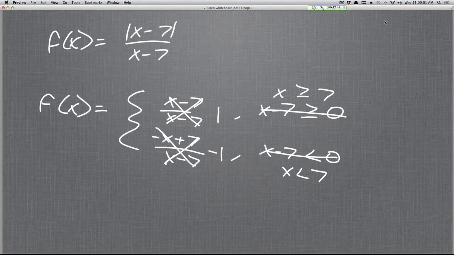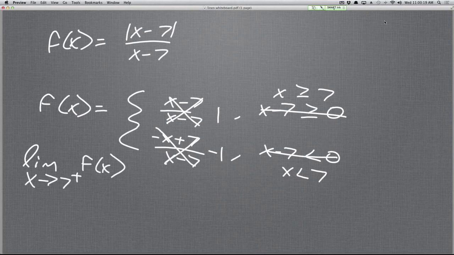So what is it I need to think about? Does it have a limit? And if I'm dealing with a piecewise, what do I have to check to see if it has a limit? Left and right values. Thank you. I need the limit as x approaches 7 from the right, and the limit as x approaches 7 from the left.